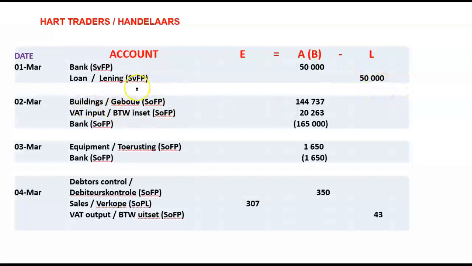Guys, sometimes when you see the V there, that's the Afrikaans abbreviation, staat van finansiële posisie. In English, you will have an O there, statement of financial position, like there. So sometimes in the answers here, I give both languages. That is why some is a V and some is an O.